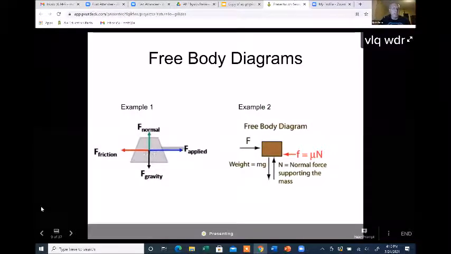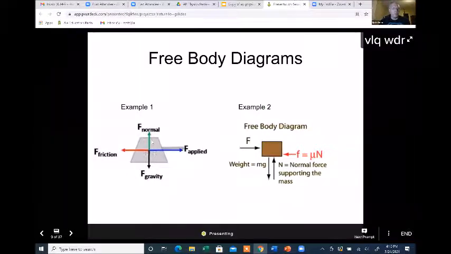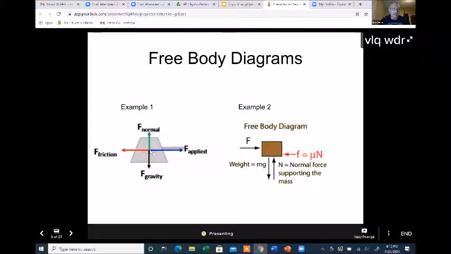So here we can see on the left picture, example 1, we think of the middle of that object as a dot. So we have a force of gravity acting down. We have a normal force acting opposite that force of gravity, up. We have a force of friction over toward the left, and we have a force applied, an applied force acting toward the right. All right, so those are all drawn from the center of the object or from a dot at that center.